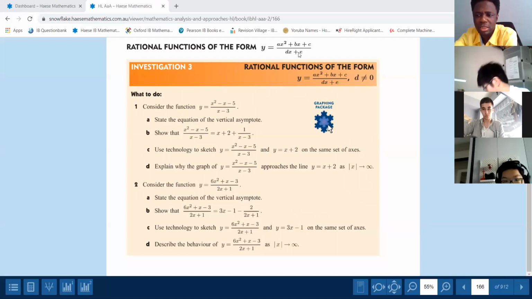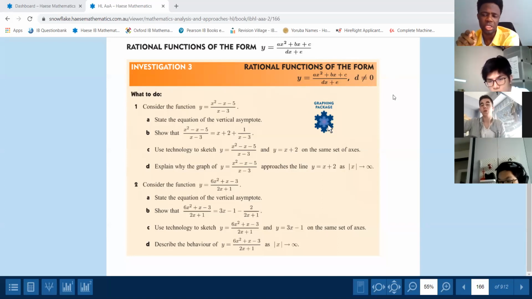Now, remember the rational function we did the last time. Can somebody remind me the difference between that and this particular one? Last time the rational function, the top is linear. This time we are talking about quadratic. That's it. So this time around it's been flipped.